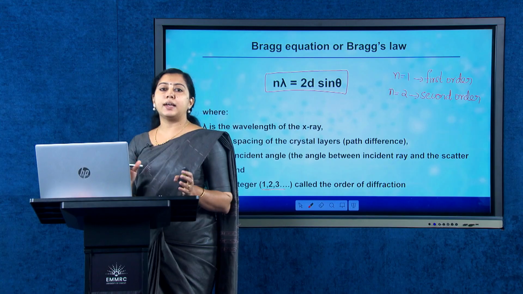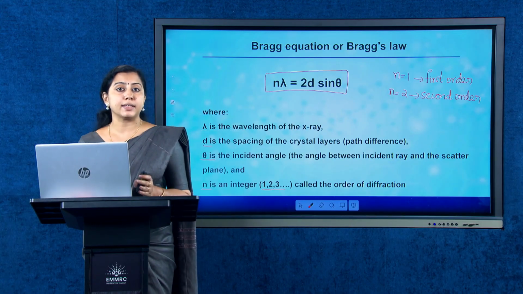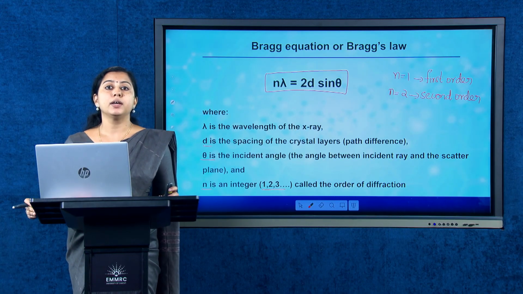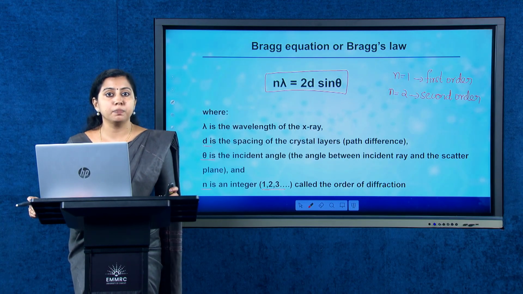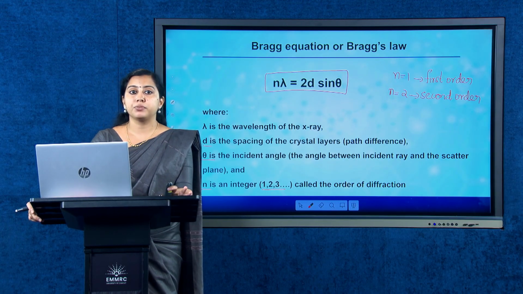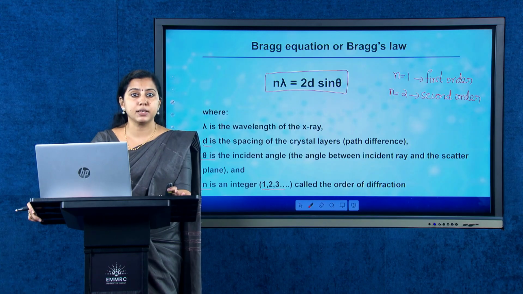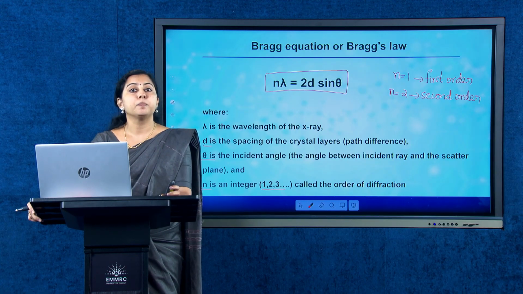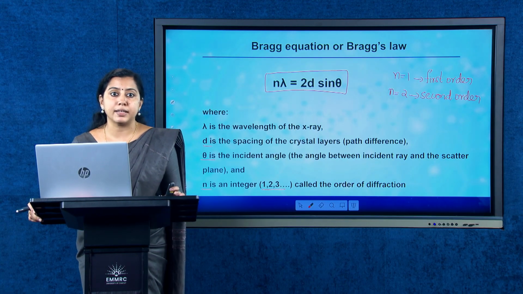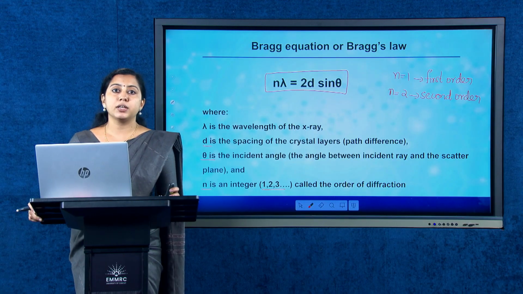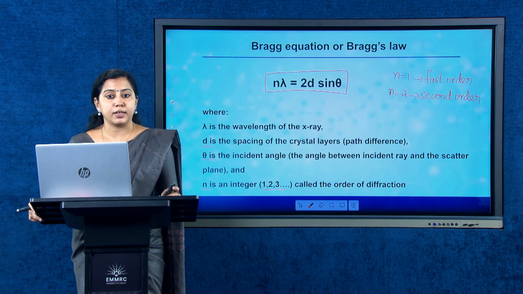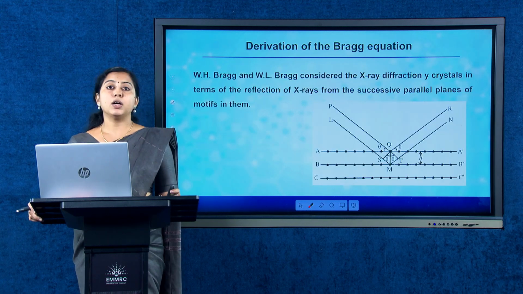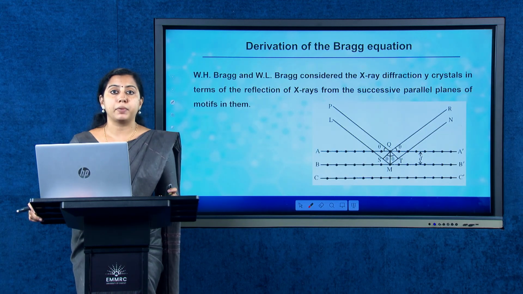Okay. So, n lambda equals 2d sin theta is the basic equation representing Bragg's law, or we may call it Bragg's equation, where lambda is the wavelength of the X-rays used, d is the spacing between the crystal planes, theta is the incident angle or the glancing angle, n is an integer where n equals 1, 2, 3, etc., which is also called the order of diffraction. Now, let us see how to derive the Bragg's equation.